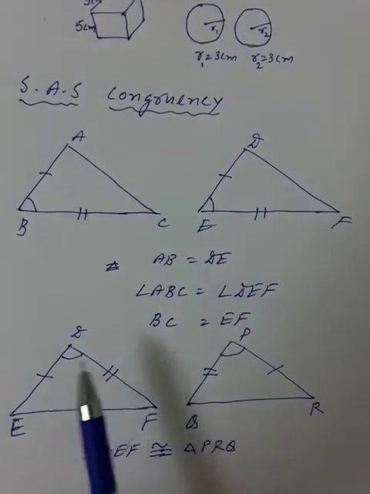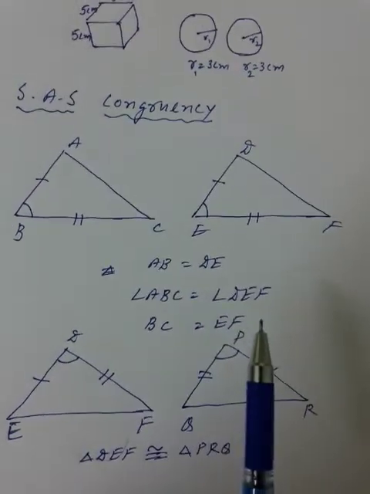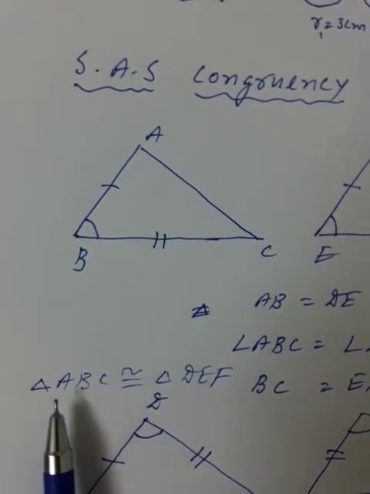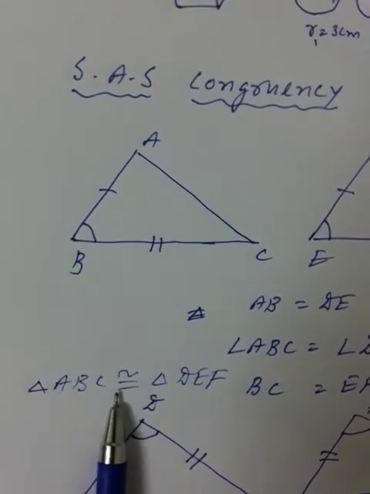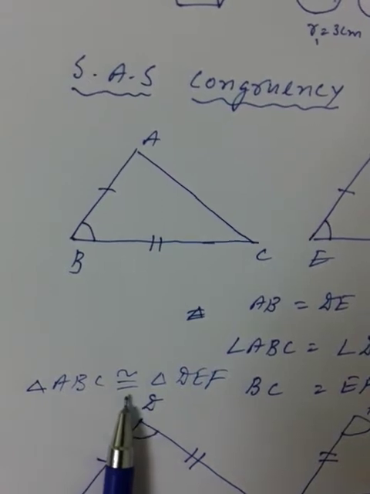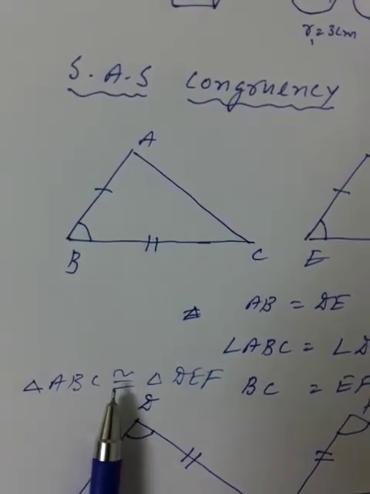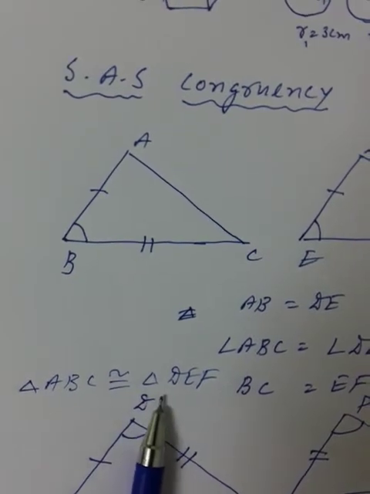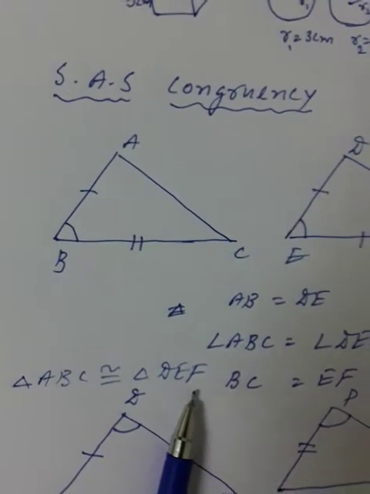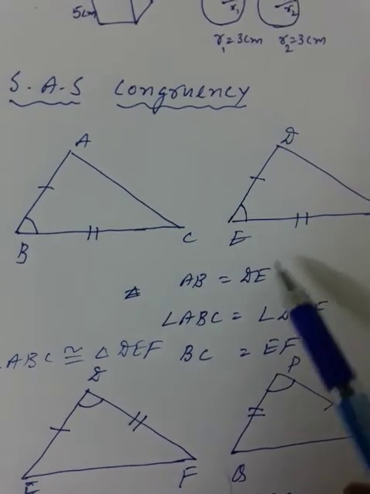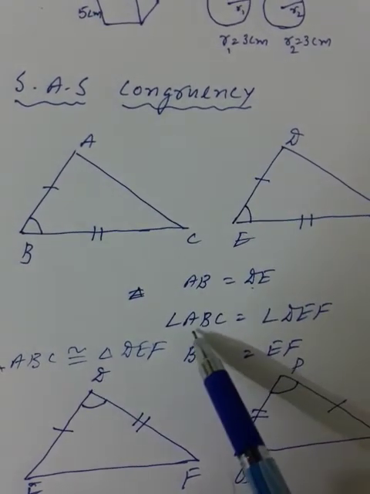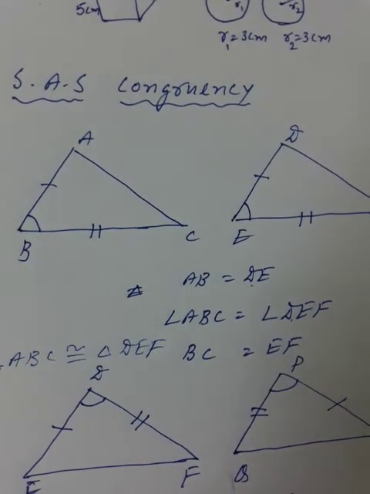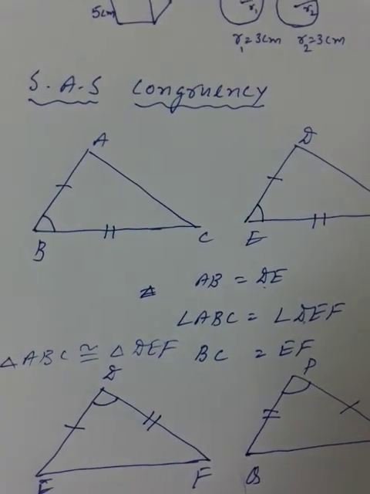And then how to write the congruency? We need to write like this: triangle ABC, and here this is the sign of congruency. There is an equal to sign, and above that there is a curved line, is congruent to triangle DEF. And what are the things we have to write? Here sides we made equal, the included angles we made equal, and the third side we made equal. So that's how it is congruent.